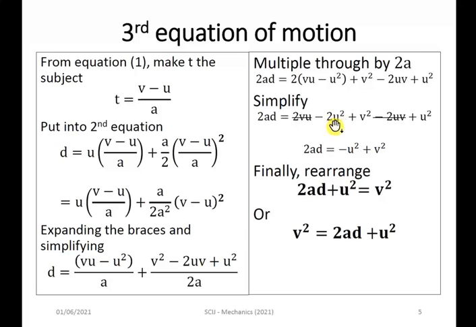minus 2u squared plus u squared. This one will leave only one negative u squared here. Then this one will be left there. We just have to rearrange and have v squared being equal to 2ad plus u squared. We can write it better as we are much more familiar with this one.